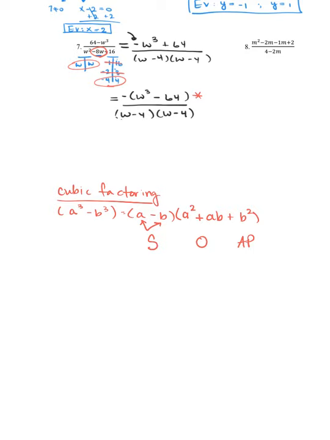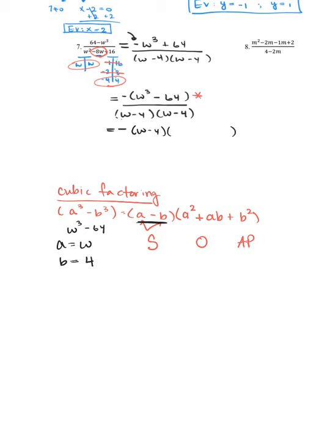Okay, so let's go ahead and finish up this problem then. So here, I have that negative out front, right? And then my cube root, so w cubed minus 64. So this is like your w cubed minus 64. So then a would just be w, because the cube root of that. And then b would be 4. Okay, so a minus b, so that would be w minus 4.